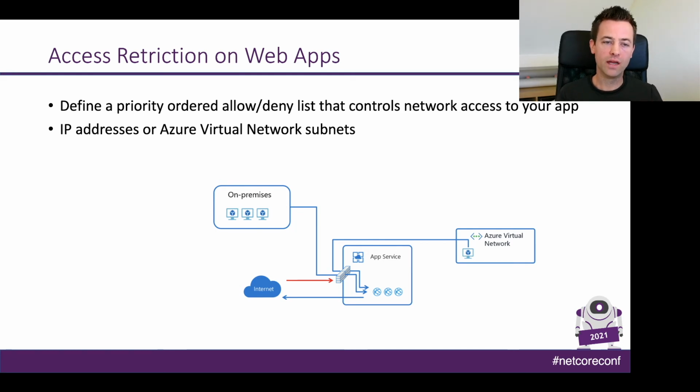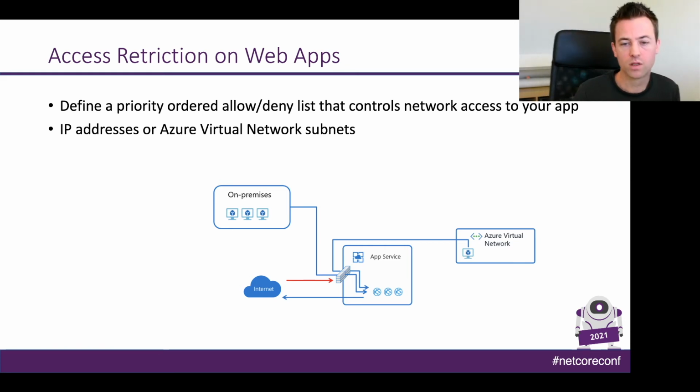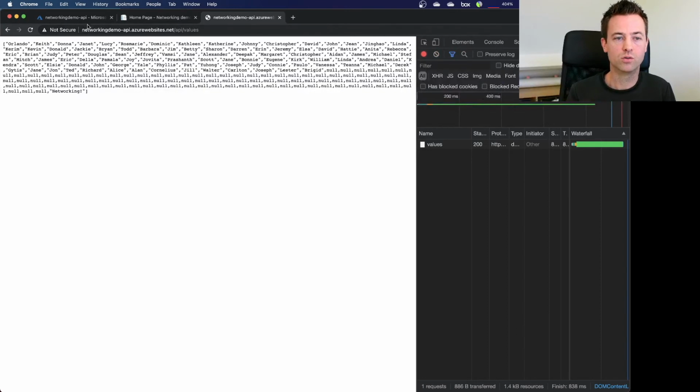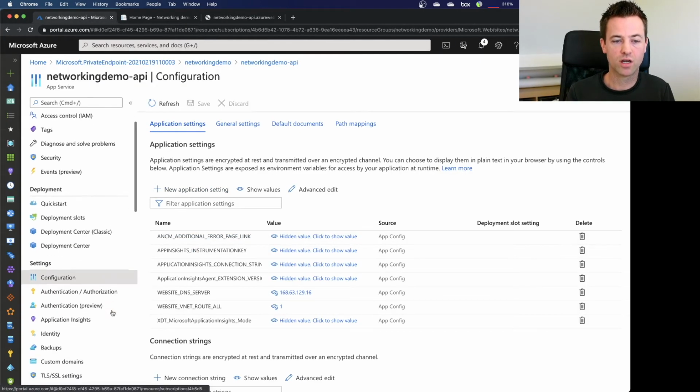And that gets done by defining a priority ordered allow deny list that controls the network access to your app. So on the app service plan, you get to say that, for example, only a particular IP address is allowed to reach your app service plan, or what we're gonna do today, you could say that only a particular virtual network is allowed to access your API. So let's go over to the API and start configuring that.